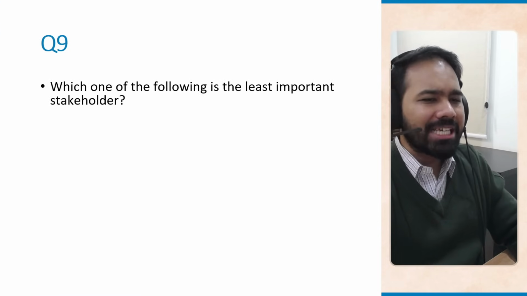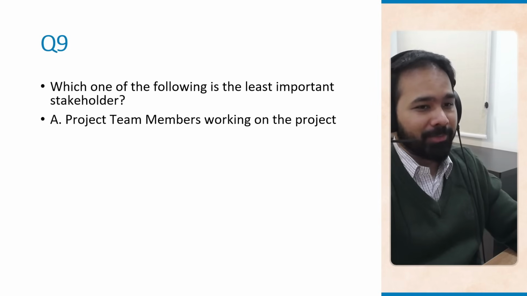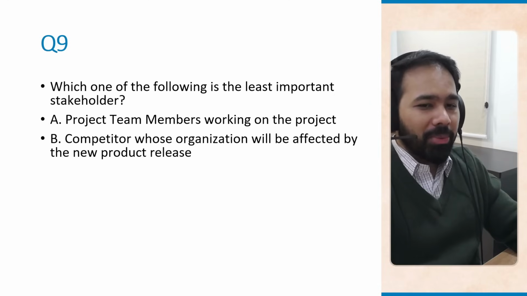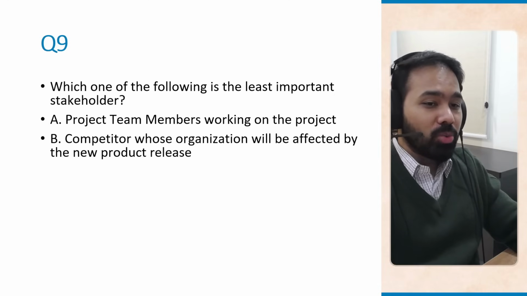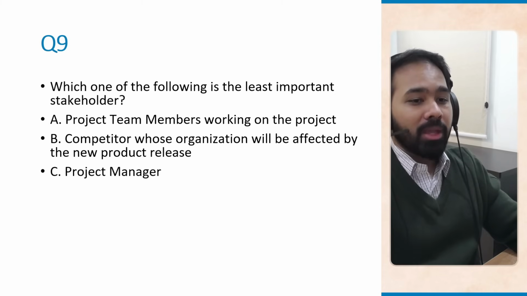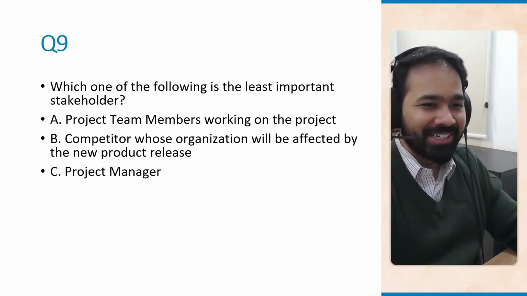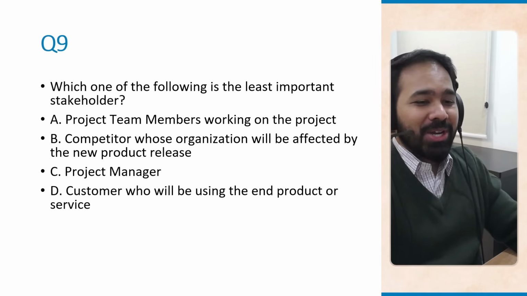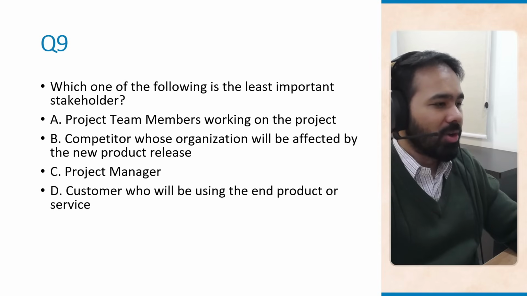Which one of the following is the least important stakeholder? So we are looking at the least important stakeholder here. A, project team members working on the project, definitely does not sound like the least important stakeholder. B, competitor whose organization will be affected by the new product release. C, project manager. Okay. Is the project manager the least important stakeholder? I hope the answer is no. D, customer who will be using the end product or service.